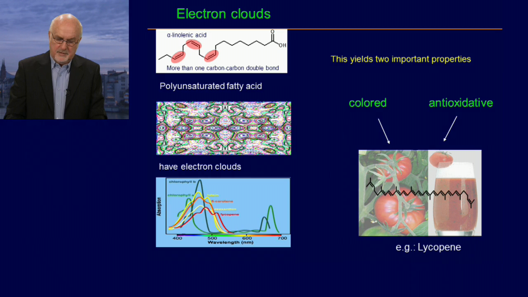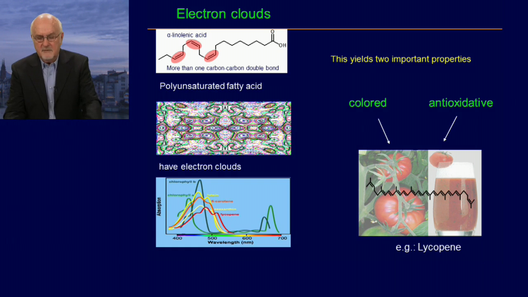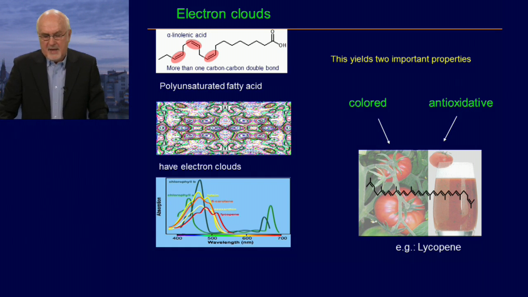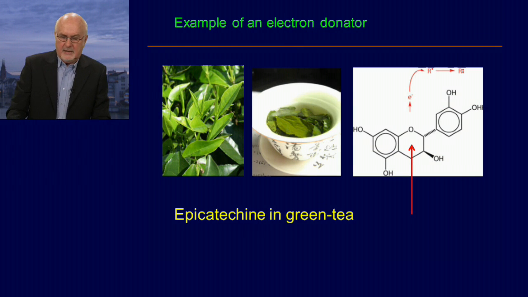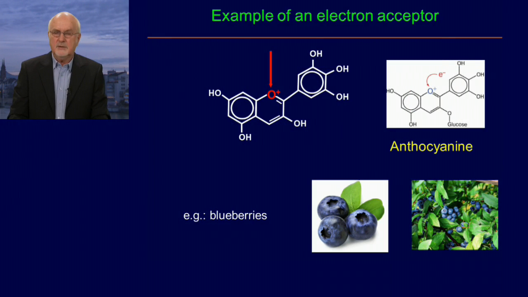The other property is the fact that these clouds can more easily donate or accept electrons. Now you understand why antioxidants are always so nicely colored. An example of an electron donor is epicatechin in the green tea. An example of an electron acceptor is the anthocyanin, for example, in blueberries.